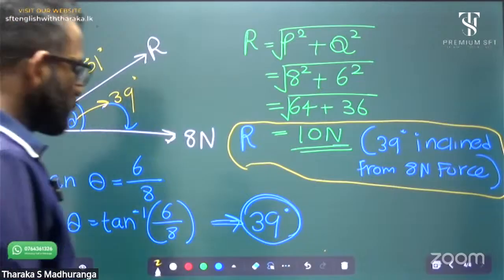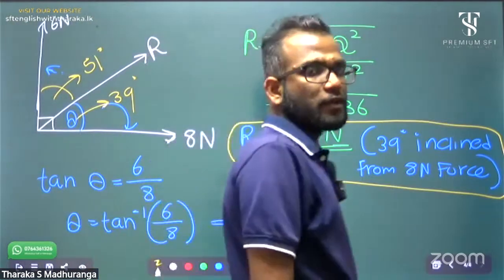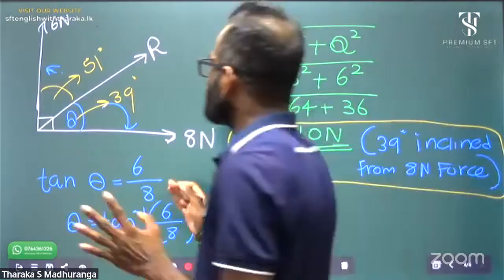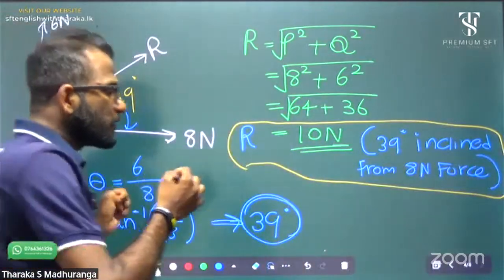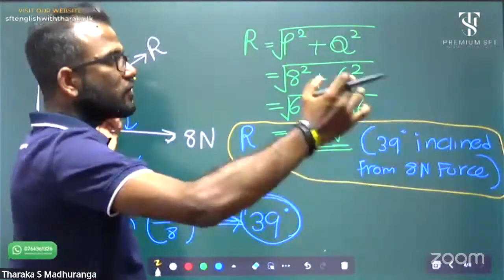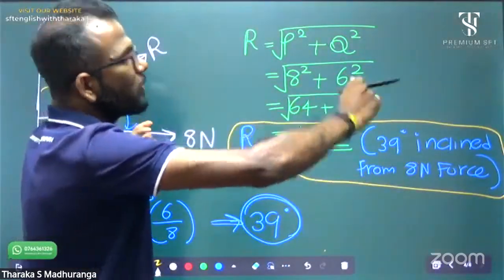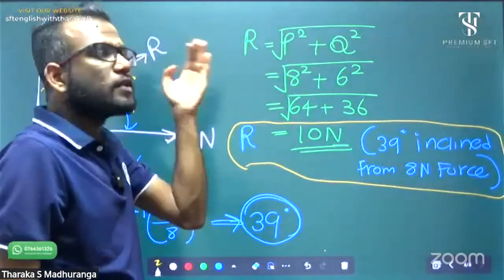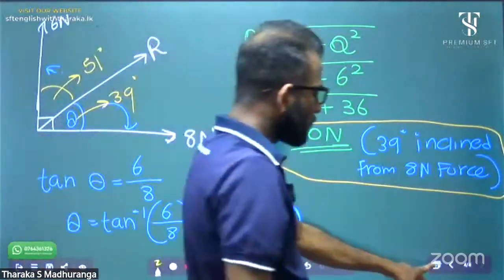Okay, let's move on to the next part, the final part of the resultant force. Up to now we discussed two forces acting along the same direction, two forces acting along opposite directions, and two forces acting along perpendicular directions. What are the equations? Summary.